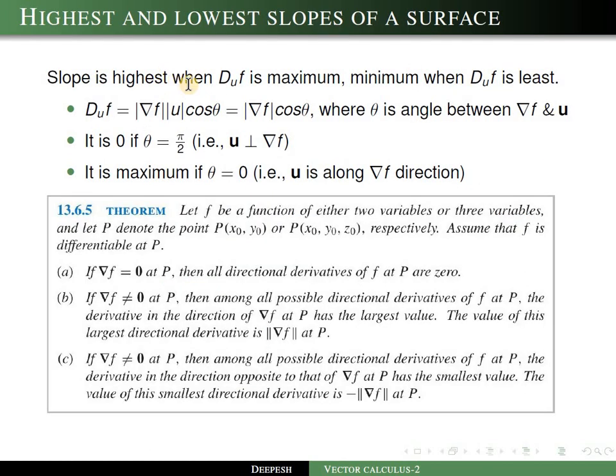Okay. Since the directional derivatives give the slopes in any direction, we are interested in finding the highest value of the slope and the lowest value of the slope of the surface at a particular fixed point. So we are going to see the slopes of the surface and in which direction the slope will be the highest, lowest, etc.